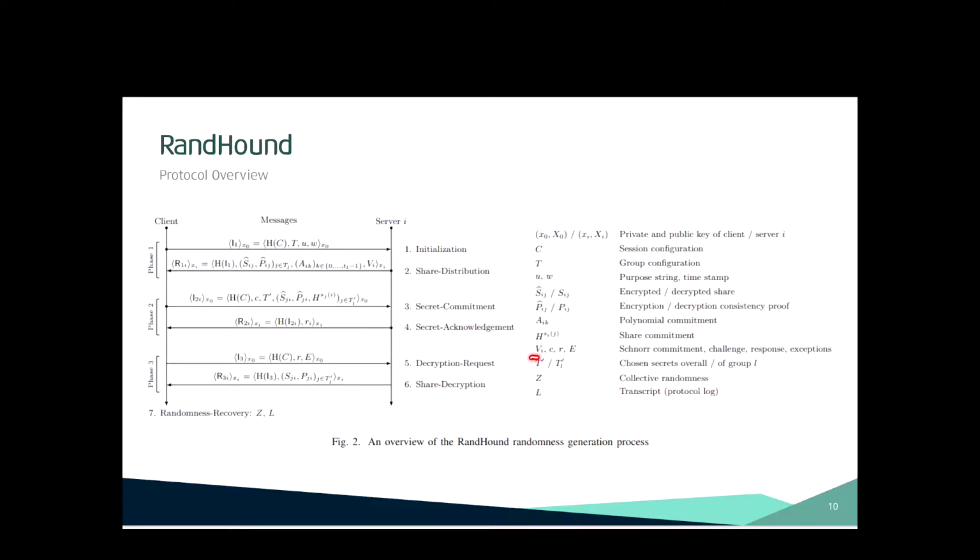And these VI and C and R and E are used when Schnorr multi-commitment. And T dot means chosen secret, and TL means chosen secret of group L. And this Z means a random value, and L means transcript.